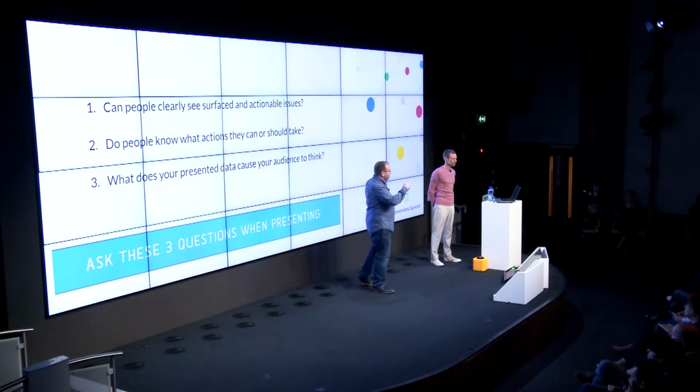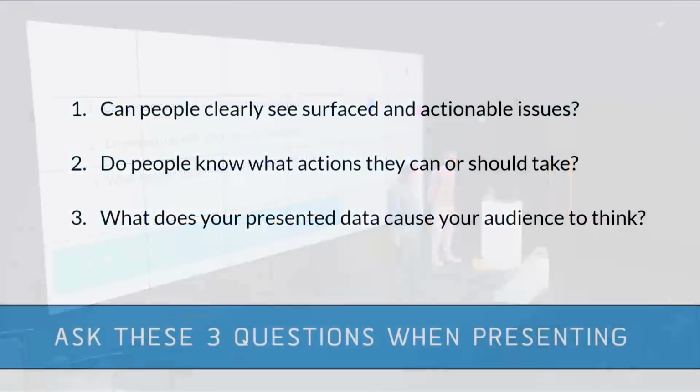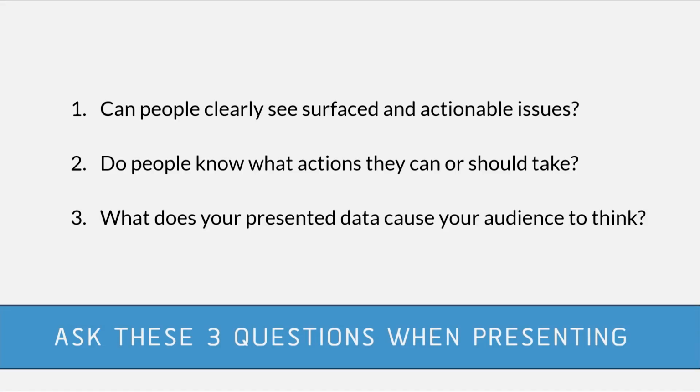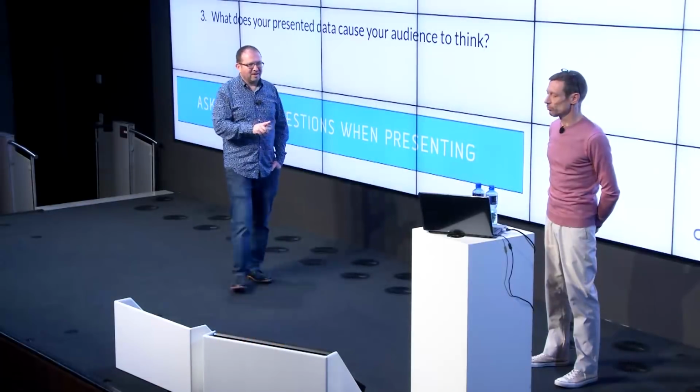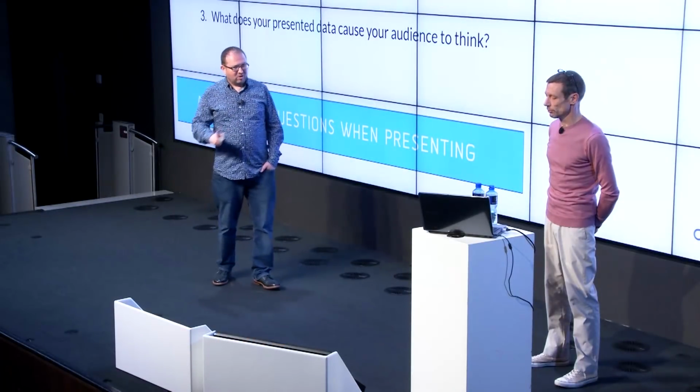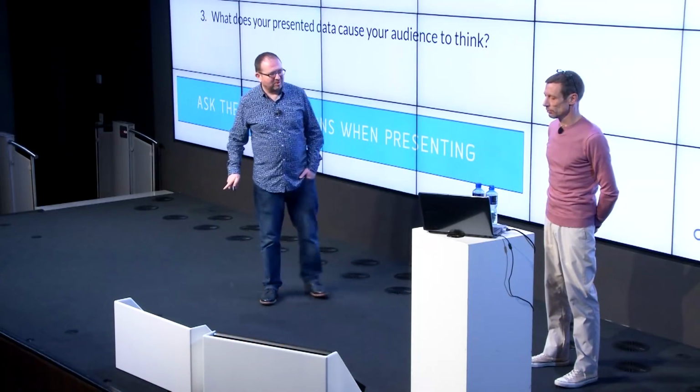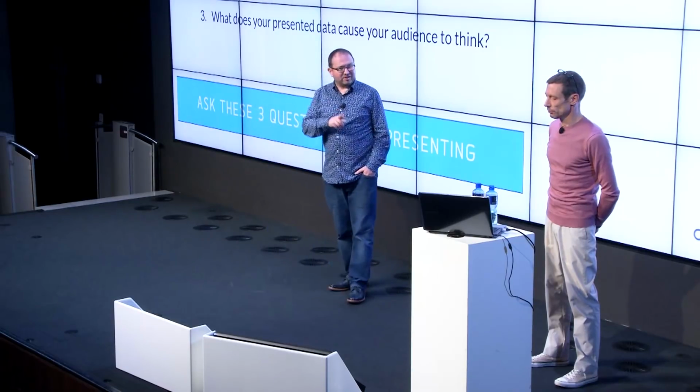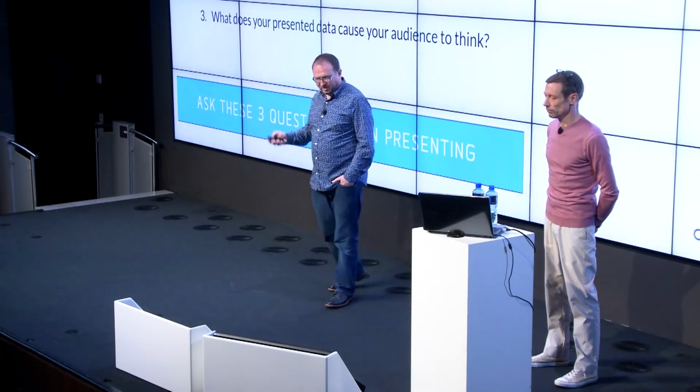So, we ask 3 questions when you're presenting data to anybody. Can people clearly see the surfaced, and really importantly, what is the actionable issue? What is the one thing I want you to do? So do people know what actions they can and should take? And 3, we see this time and time again. What does your presented data cause your audience to think? Because if you're not labeling stuff properly or making it as clear as absolutely possible, they're going to walk away with a different action from the one you wanted them to take.